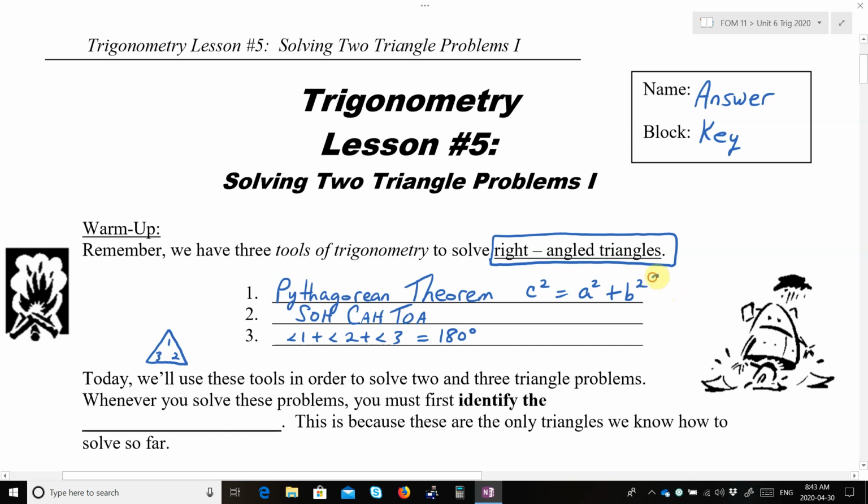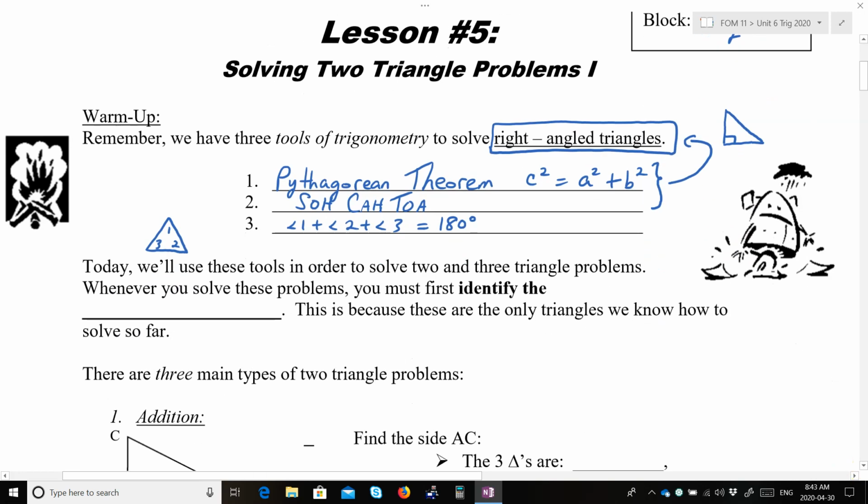Okay, and remember that the Pythagorean theorem and SOHCAHTOA are just for right-angled triangles. So triangles that have that little 90-degree box in them, like that. Okay, so today we'll use these tools in order to solve 2 and 3 triangle problems. Whenever you solve these problems, you must first identify the right triangles, the ones with 90-degree angles in them. This is because these are the only triangles we know how to solve so far.